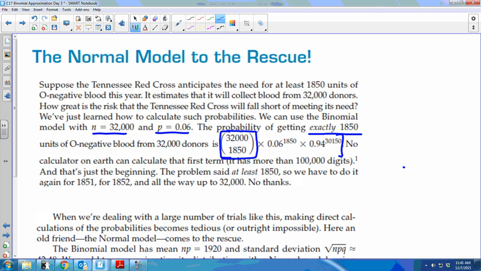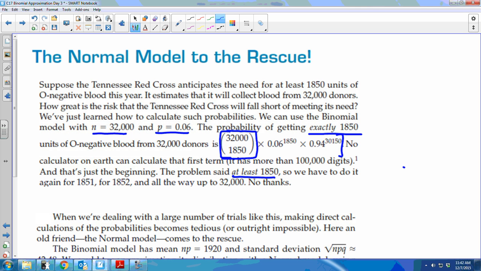Then it said, really, we're looking to make sure we got at least 1,850 units. That means we want 1,850 units or more. So really, you're using CDF. You're trying to do a cumulative amount, so you're just going to be adding in more combinations. Your calculator is going to give you an answer, but it's probably going to be rounded somewhere at some point because the calculator's going to give up trying to find that specific number of combinations. It's just a little bit.